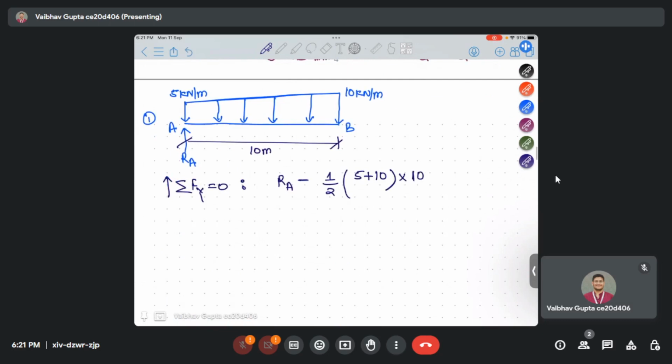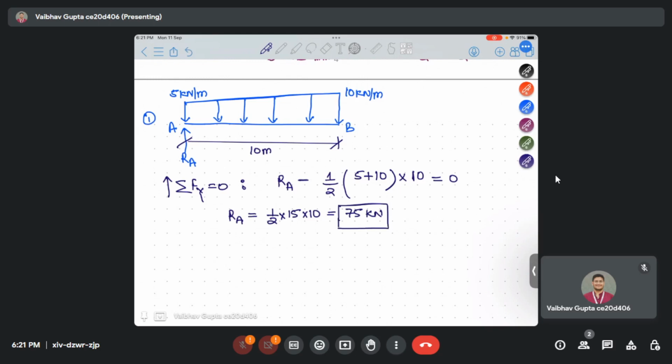So the area of a trapezoid is half into base, base is nothing but length, that is 10, into the sum of parallel sides. Here the parallel sides are this 5 kilonewton per meter and 10 kilonewton per meter. This is what is written here, 5 and 10. This 10 is the length, which is equal to 0. So Ra will be equal to half into 15 into 10, which is 75 kilonewton.